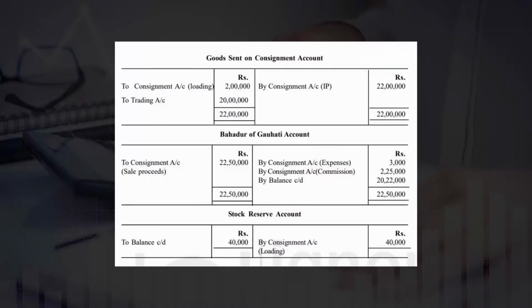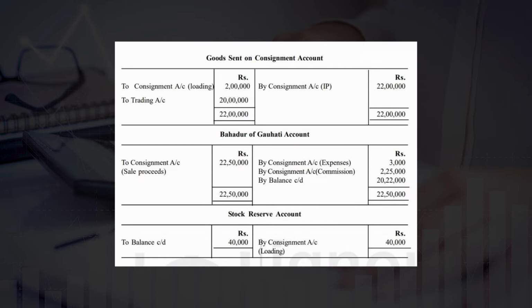So total is 29,600. Goods sent on consignment, very simple. By goods sent on consignment 22 lakh. So the loading amount is 2 lakh, and the cost of goods transferred to the trading account is 20 lakh. So 22 lakh. Now this is the consignee account. The consignee has made sales of 22,50,000.